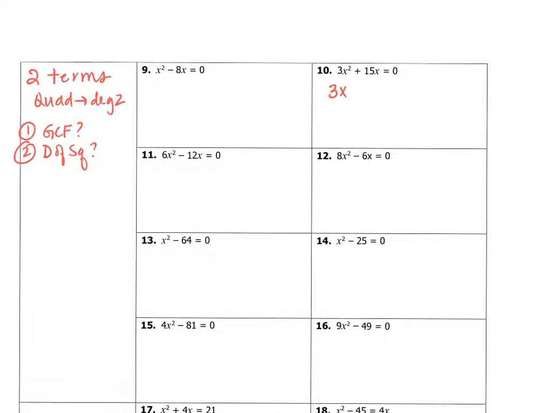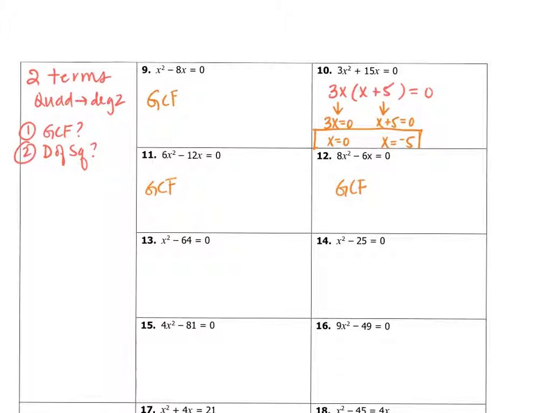If we look at number 10, two terms, it looks like it's going to be a GCF that I could take out of 3x, which leaves me behind with x plus 5. I'm going to set each of my terms equal to 0, so 3x is equal to 0, and x plus 5 is equal to 0. Solve each one, so this gives me x equals 0, and x equals negative 5, and those are my two solutions. 9, 11, and 12 will also be GCF.